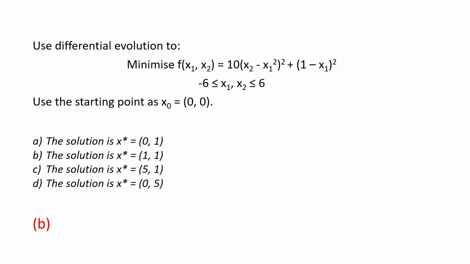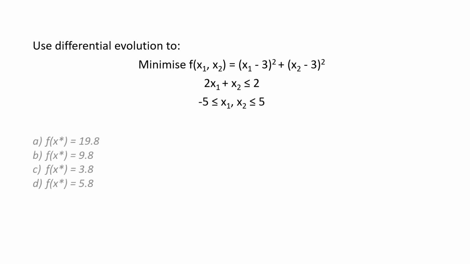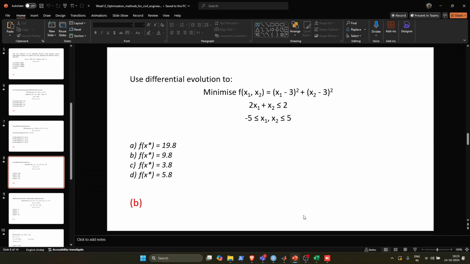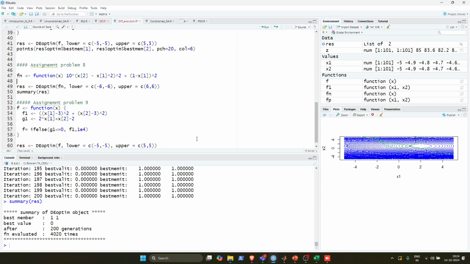This one is done. Next question is again use differential evolution to minimize this function, but there are a few constraints to it. The constraint is 2x1 plus x2 is less than or equal to 2, and x1 x2 have lower bound minus 5 and upper bound 5, right? We just need to solve this. I have written the code again, and I have already explained the whole DE optimization with constraints, so we'll just run that.